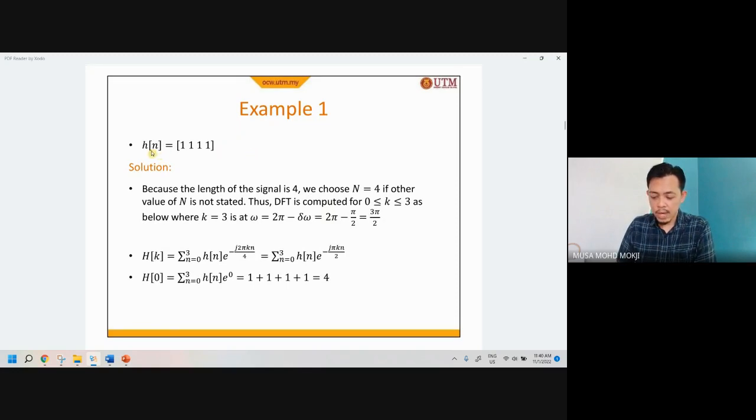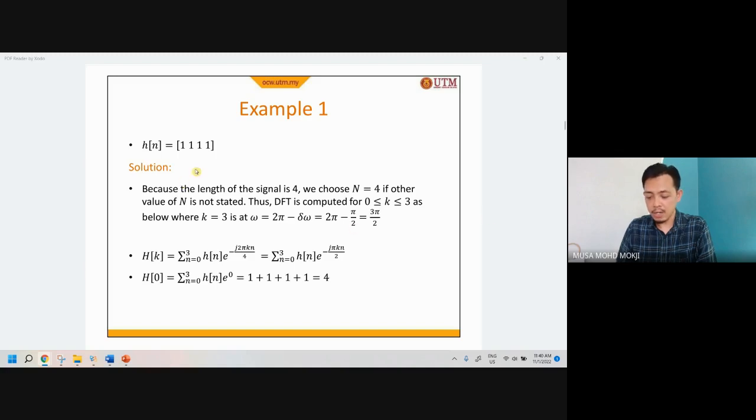In this example, we have an h[n]. Can you name what h[n] is? It has a name. What is the name for h[n]? Impulse response, yes. So h[n] is the impulse response. If this is x[n], then it is a signal, just a signal with no special name. h[n] represents a system, and we call it the impulse response.